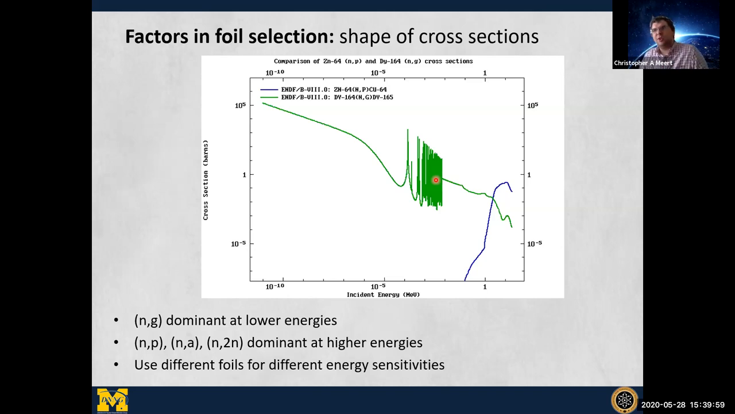There's also a method where you can use the same foil, but use a cadmium cover. Cadmium has a high cross-section for slow neutrons below 0.5 eV. And so you can compare a cadmium ratio to know maybe the ratio of thermal neutrons or slow neutrons versus the resonance or higher energy neutrons that are in your flux.